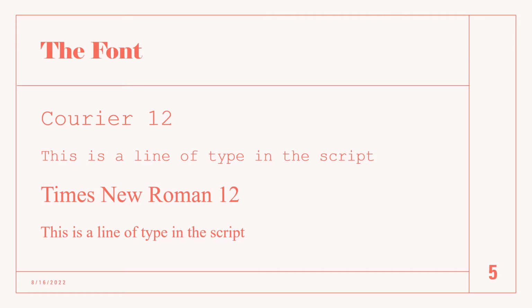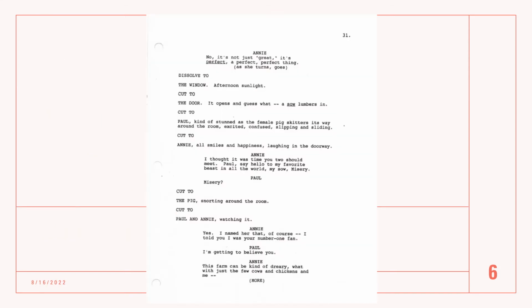Now, if you wrote a script in any font you wanted to, nobody would know how long the movie is. But if you use Courier 12, and the screenplay looks like this, with all the right margins and everything, one page of screenplay equals one minute of screen time. So this is really important because a 120-page screenplay equals a 120-minute film. And that's good for directors to know, and budgets to know, and all sorts of people in Hollywood.